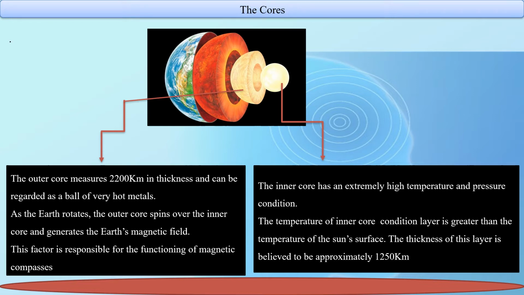The outer core is composed of melted metals, nickel and iron. The inner core has an extremely high temperature and pressure condition. The temperature of the inner core is greater than the temperature of the sun's surface. The thickness of this layer is believed to be approximately 1,250 kilometers.